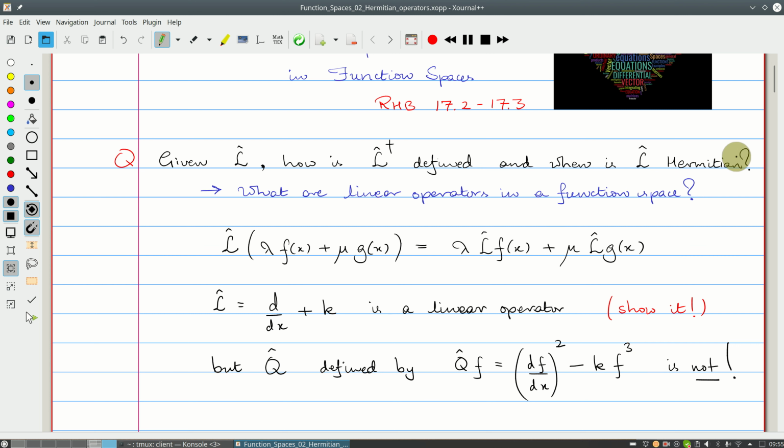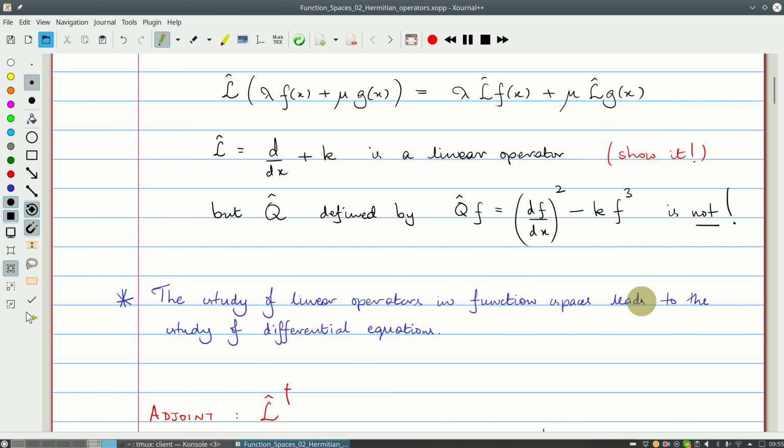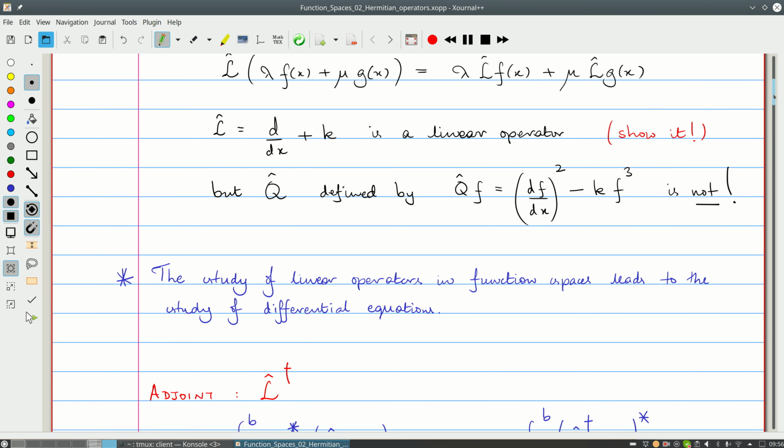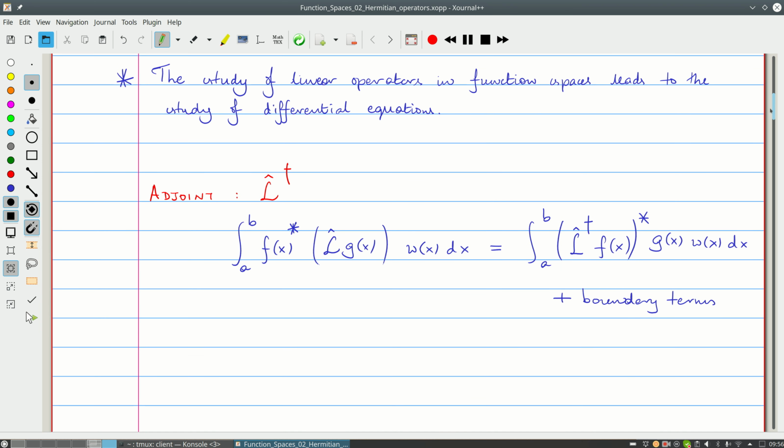Let's go down. Now, what we're going to see, although we won't touch on it much in this session, is that the study of linear operators in function spaces leads to the study of differential equations. We will want to find out how these operators act on functions to give us other kinds of functions. That will effectively be addressed in a different question: how do you solve a particular differential equation? But for now, let's just look at what we mean by the adjoint.